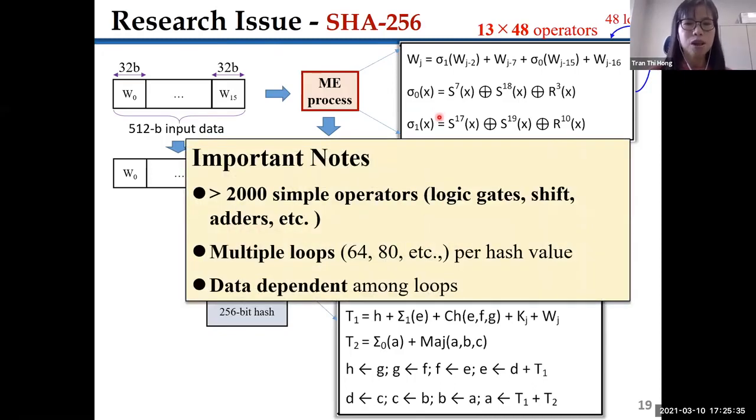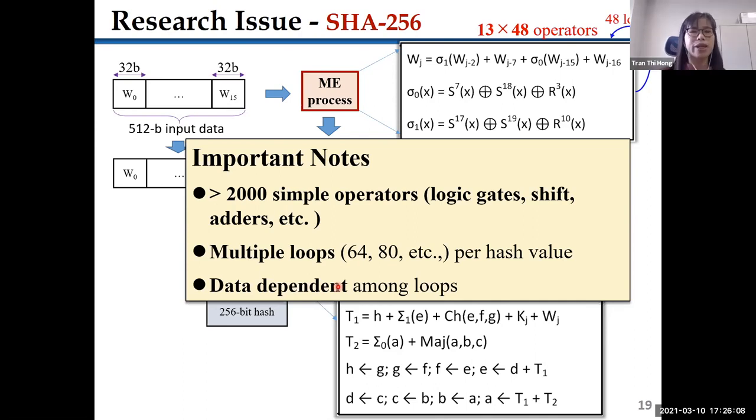The important note is that to calculate one value of the hash, the SHA needs more than 2,000 simple operators like logic gates, shift, adders, and so on. And they need to follow multiple loops. And, very important, the calculation inside the loops has data dependence among the loops.